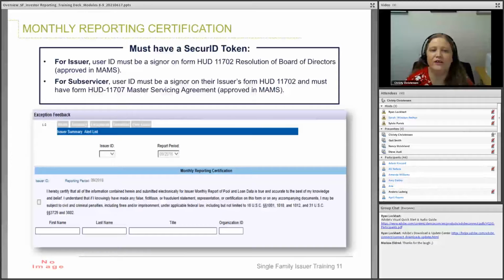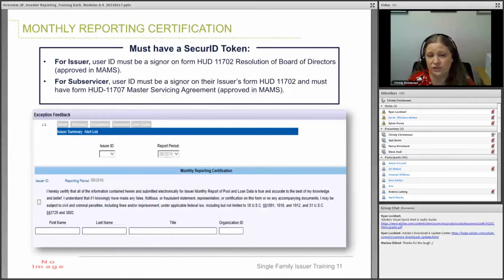If my name on the HUD 11702 form is Christy N. Christensen and my name on the token form is Christy Christensen, I would not be able to certify as my names do not match on both forms. In order to complete the monthly certification as an issuer, you must be a signer on the active HUD 11702 form in MAMS. Also, the name on the HUD 11702 and the RSA Secure Token form must match exactly. Like in the example before, my name did not match because one of them had my middle initial.